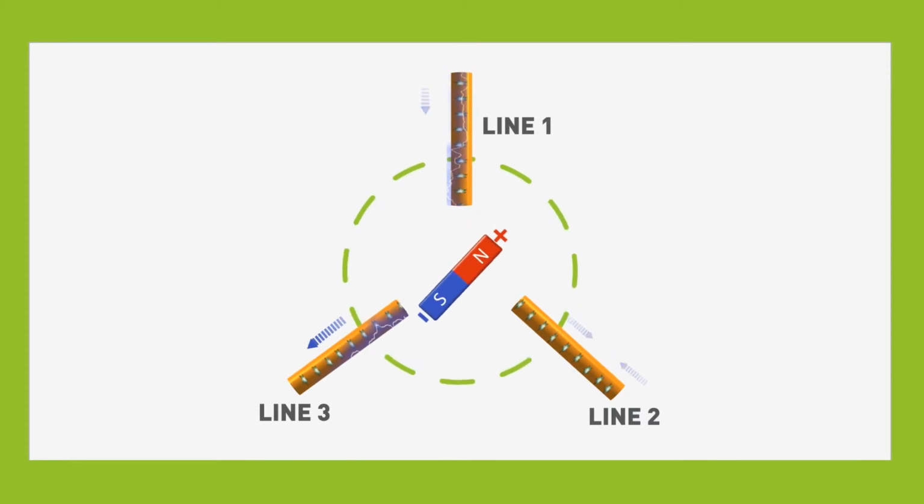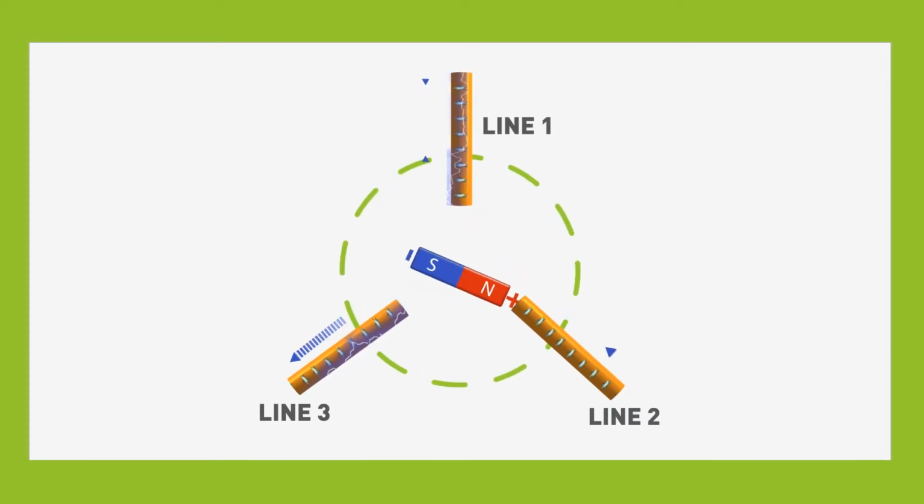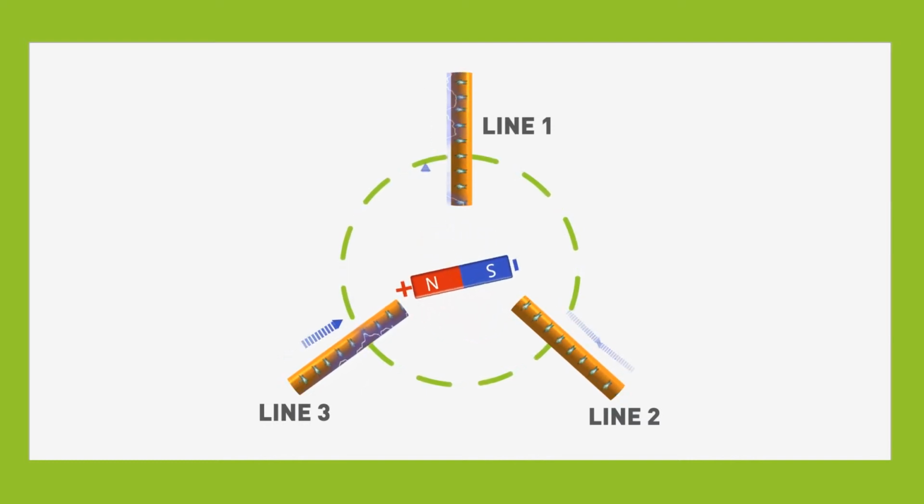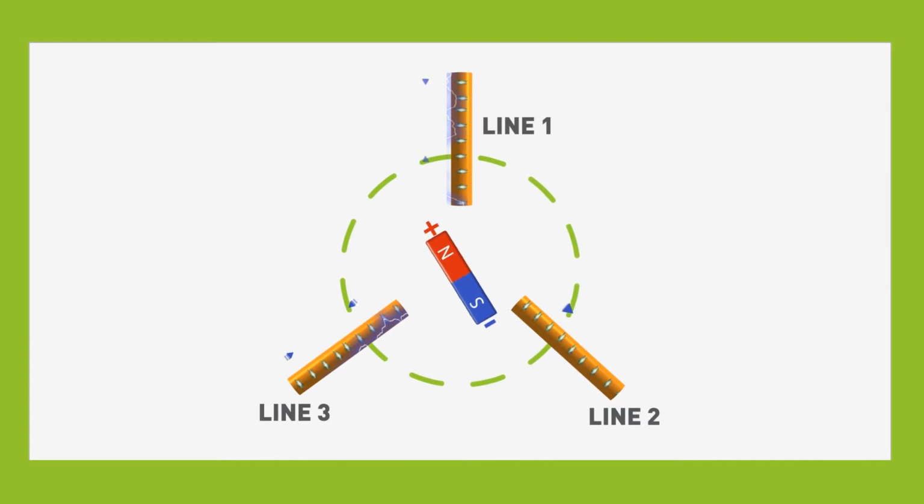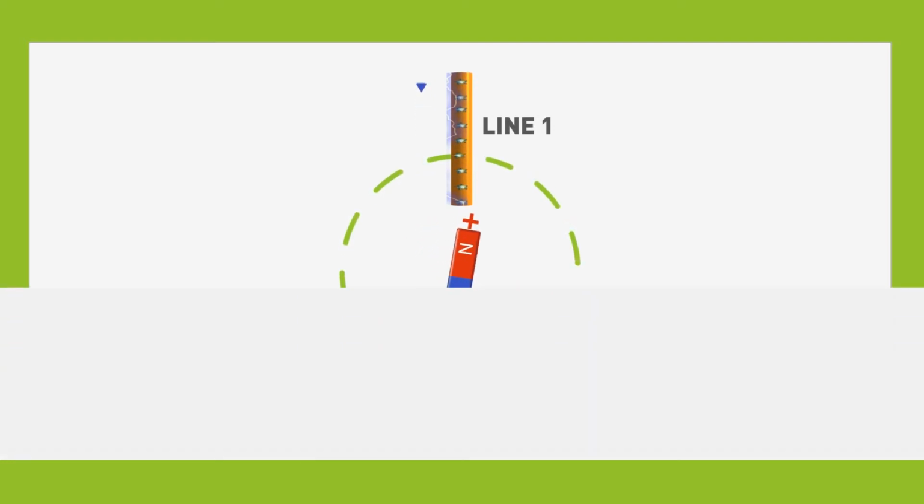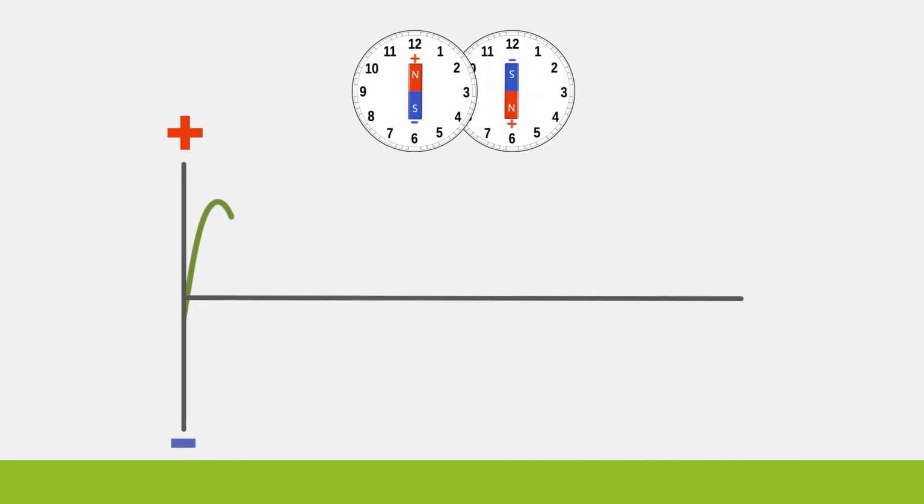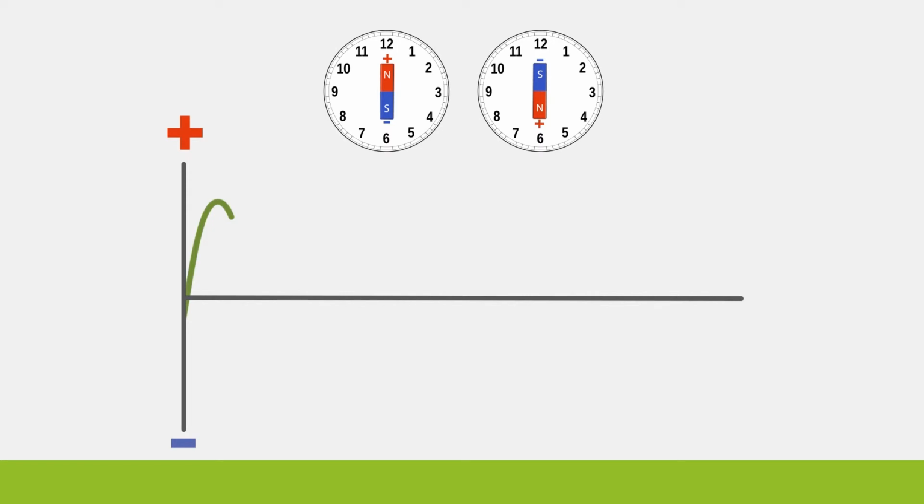As the magnet goes around the clock face, each of the three lines will be affected by either the north or south poles, except when the magnet is perpendicular to a line. Let's focus on line 1. It's at its peak current when the north pole points to both 12 and 6 o'clock positions. It is at 0 current when the north pole points to 3 and 9 o'clock.